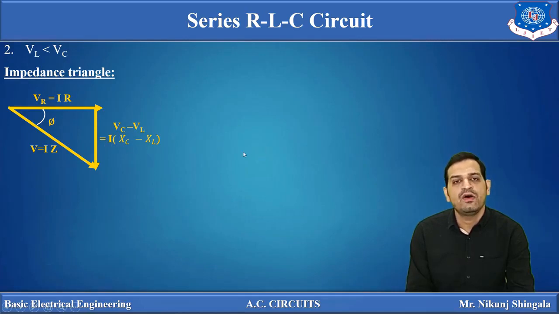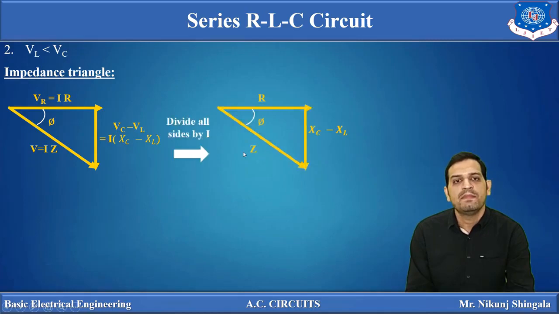Now if we divide all the sides of the voltage triangle by current, we get the impedance triangle. The impedance triangle shows the relationship between R, Z and XC minus XL, that is the capacitive reactance or net reactance X. Now from this impedance triangle we can also determine the power factor of the circuit, that is cos phi is equal to R divided by Z. But here Z is square root of R square plus (XC minus XL) whole square.